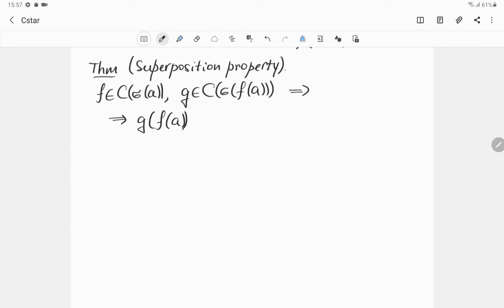This is well defined because f of a is a normal element and g is a continuous function on the spectrum of this element. I claim that this is exactly the superposition of g and f applied to a. By the way, the right-hand side here is also well defined because of the spectral mapping theorem. So the range of f on the spectrum is precisely the spectrum of f of a. So the composition is well defined.